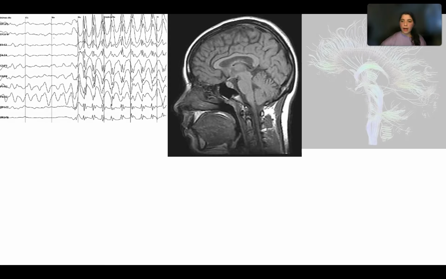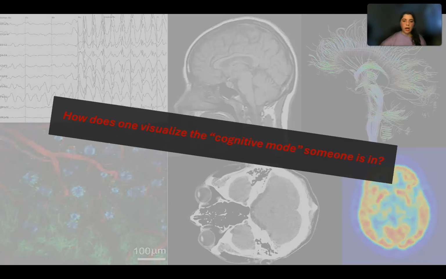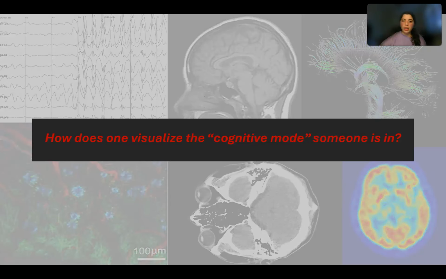Well, for today's lesson on neuroscience, I would like to talk a little bit about a concept that might seem a little bit abstract, but is important for understanding how the brain functions. So, I'd like to ask the question, how does one visualize the cognitive mode that the brain is in?